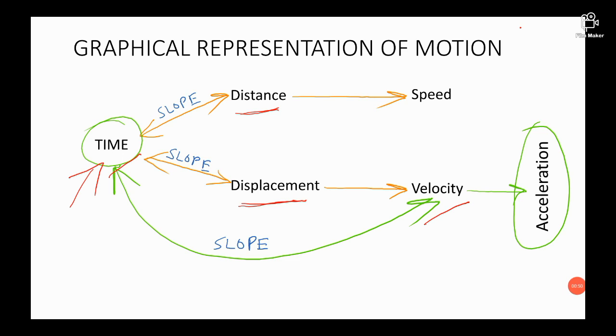Slope of distance time graph gives speed, slope of displacement time graph gives velocity, and slope of velocity time graph gives acceleration. No need to memorize if you understand this. Change in distance means there is speed. If there is change in displacement with time, it means there is velocity. And if there is a change in velocity with time, that means there is an acceleration. So it's very simple to understand.